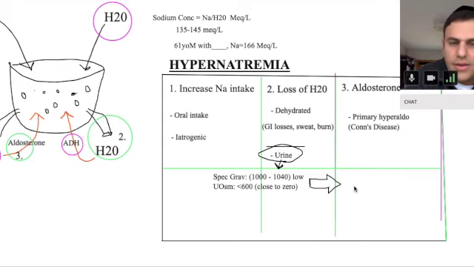So remember, you get this patient with hypernatremia, it's going to be 1, 2, or 3, one of these three categories. And if it's this category, loss of H2O in the urine, they're going to hint it to you by giving you a spec grav or a urine osms. Both of those will be low.